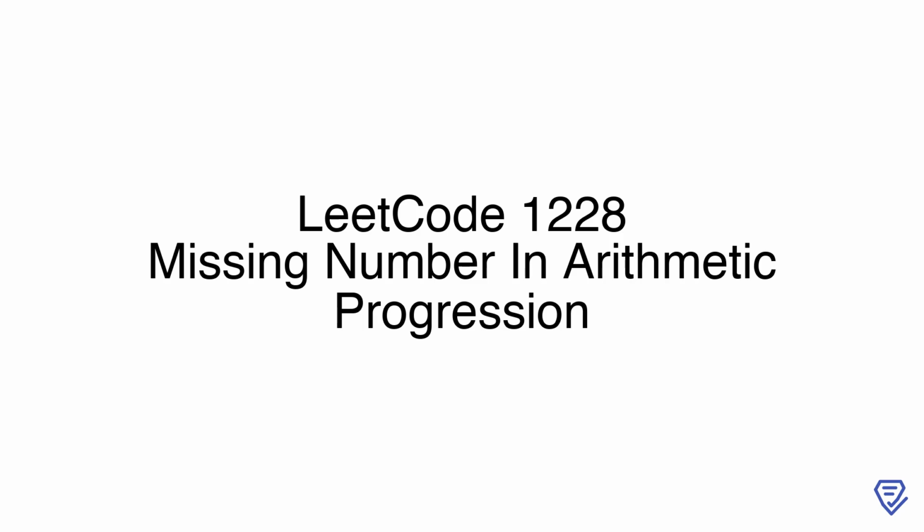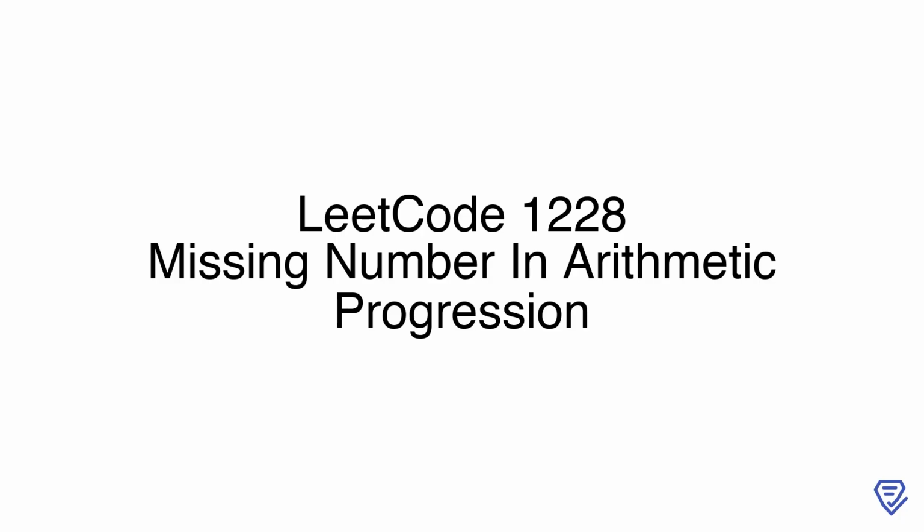Welcome! Today, we'll explore LeetCode problem number 1228, missing number in arithmetic progression. In this problem, we are tasked with finding the missing number from a sorted array that forms an arithmetic progression. We'll discuss the problem, analyze the approaches, and walk through the solution step by step.